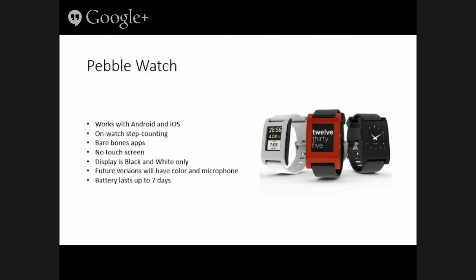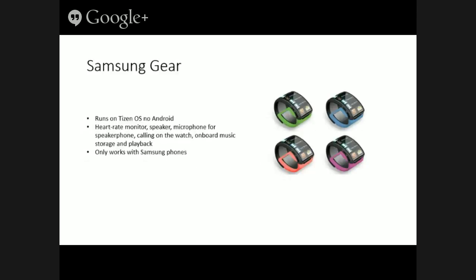Bare bones apps. There's no touch screen. It's black and white only. Future versions will have color, microphone, and all that, but that's still to come. The Samsung Gear. Now, if you see a Samsung Galaxy Watch, that's an Android watch or an Android Wear. This is actually not even Android. It's running Tizen, which is Samsung's own OS.